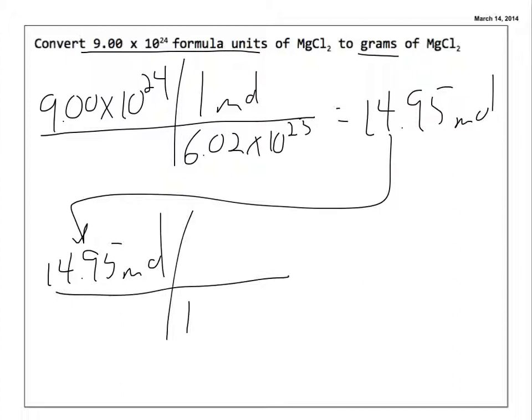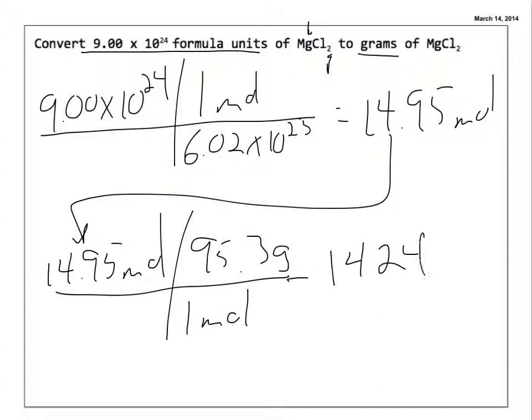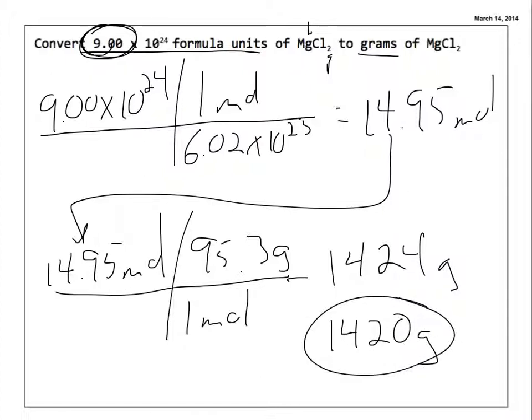So 14.95 moles. The molar mass of magnesium chloride, it's 1 magnesium, 2 chlorines. That adds up to 95.3 grams. And 14.95 times 95.3 is 1,424 grams. But I only had 3 significant figures in my starting number, so I have to actually round that to 1,420 grams because this answer has 4 significant figures, which is too many.